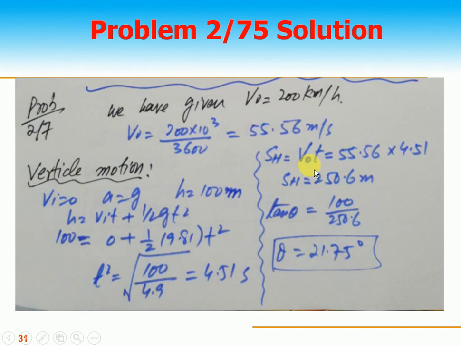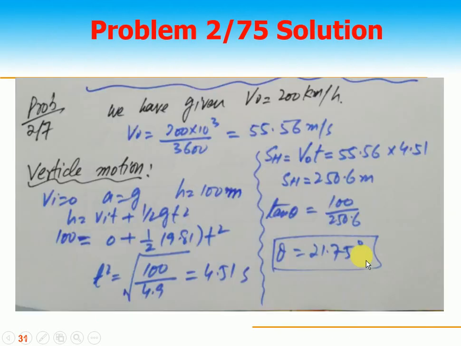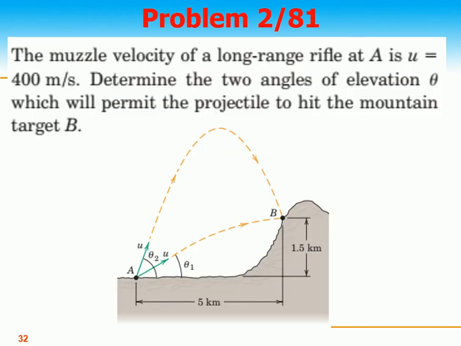Now the horizontal distance traveled is of course v naught times t, 55.56 times 4.51, which is 250.6 meters. Now I have found this distance, and this distance, which is 100 meters, is given to you. I can find the angle by applying tangent theta. Tan theta is equal to perpendicular upon base. It is 21.75 degrees. This is the angle made by the line of sight of the pilot to the target.